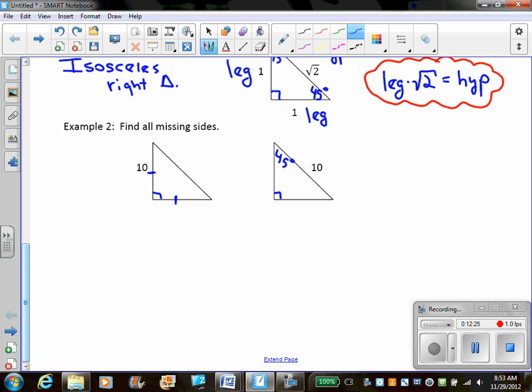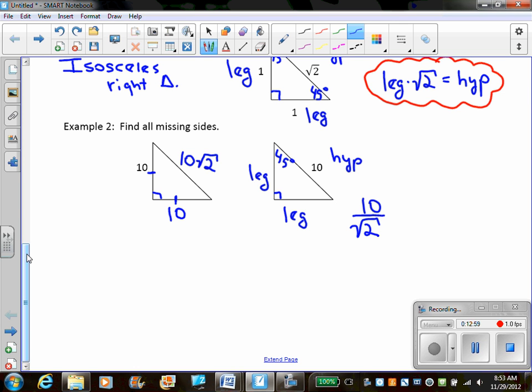So it says find all missing sides. Well, if my one leg is 10 on this left triangle, that means my other leg is 10. And the hypotenuse is as simple as saying 10 times the square root of 2. So 10 is one leg, 10 is the other leg, 10 square root of 2 is the hypotenuse. Now in this last example, the hypotenuse is given to us instead of the leg. So instead of multiplying 10 by square root of 2, we divide by square root of 2. We undo that multiplication, so we reverse it.